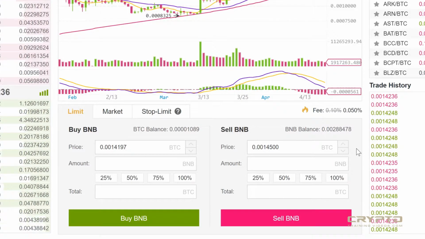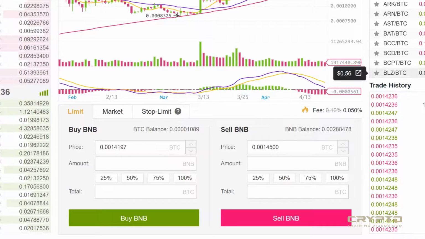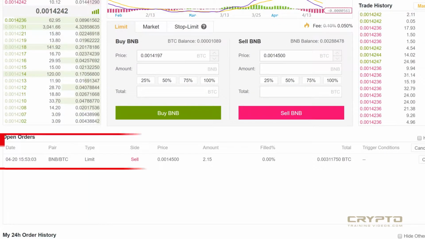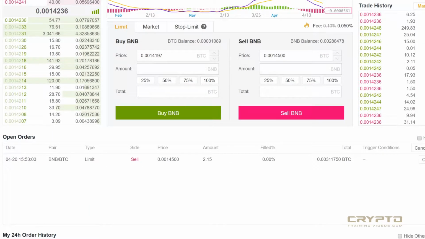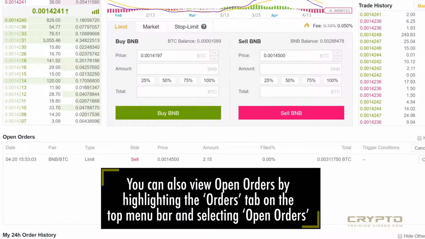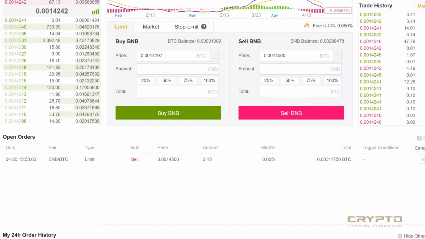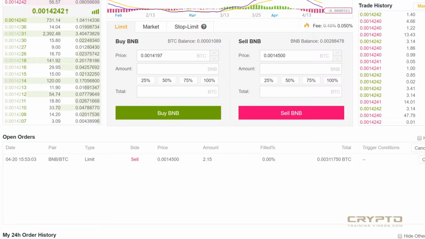So I just executed the trade, but that does not mean it's filled yet. So where can we track this? Well, if we go down, first thing you're going to notice is your open order book. This is going to show you all the information about the trade that you just placed. And you're also going to see the filled percentage. You're going to see right now it says 0%. Right now, no one's come by and said, I'm willing to pay you for that price.